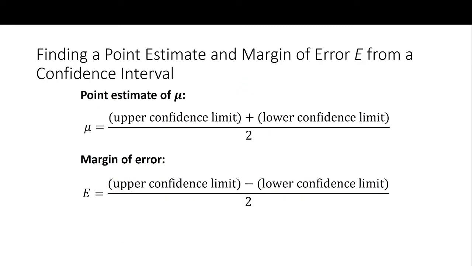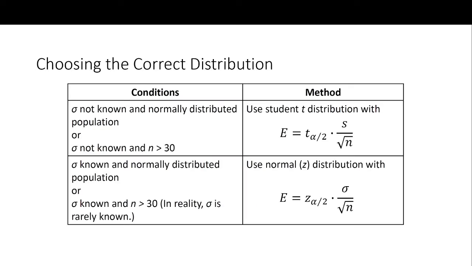So if you want to find the population mean using the confidence interval, the point estimate of the mean can be calculated by using this formula: upper confidence limit plus lower confidence limit, divided by 2. And the margin of error can be found by using this formula: upper confidence limit minus lower confidence limit, divided by 2.